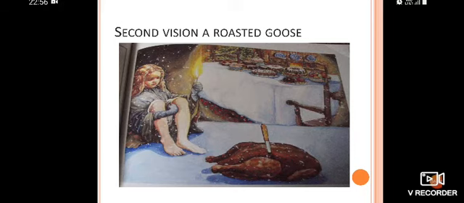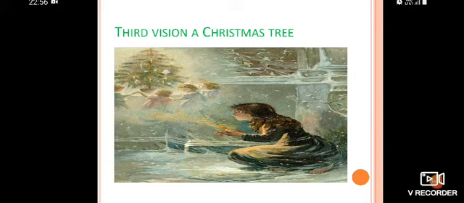And as the girl tried to catch the goose, the light went off and her vision vanished. Then she again lit the third matchstick. As she lit the third matchstick, she saw her third vision. Her third vision, a beautiful Christmas tree.